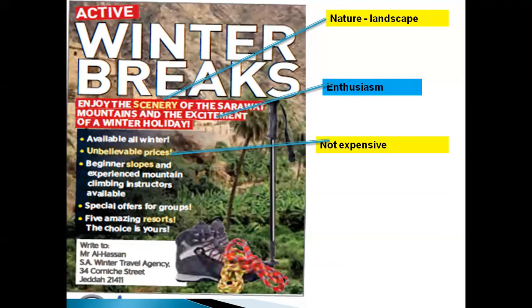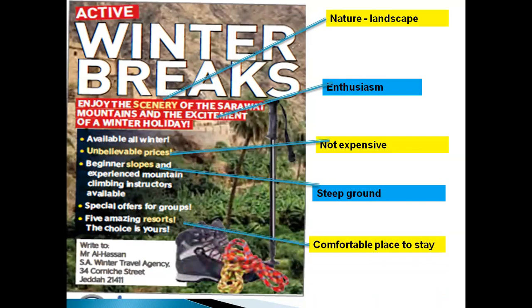After that, this word, slopes. Beginners slopes. When you go to the mountain, you have to climb the mountain. But when you visit it for the first time and you don't know how to climb the mountain, you are a beginner. So they prepare for you some slopes. Slopes mean steep ground. You can start, okay? And also experienced mountain climbing instructors, like teachers who are going to help you to climb. Last word, resort. Resort: a comfortable place to stay.